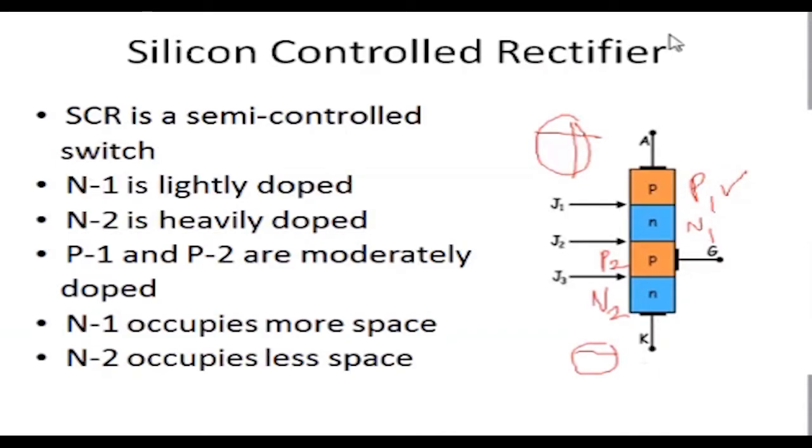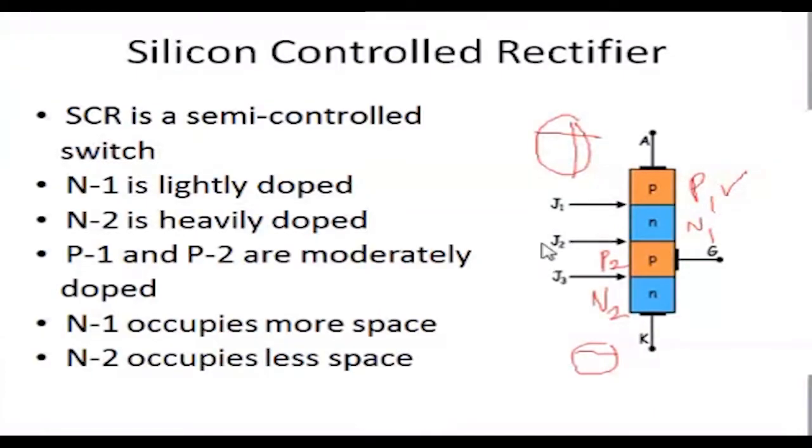Since the anode is connected to the positive terminal of the battery, J1 is forward biased. Junction J1 is forward biased because P is connected to the positive terminal of the battery. Similarly, this N2 is connected to the negative terminal of the battery. Therefore, J3 is also forward biased. But J2 is reverse biased. The N layer is closer to the positive terminal of the battery, and the P layer is closer to the negative terminal of the battery.